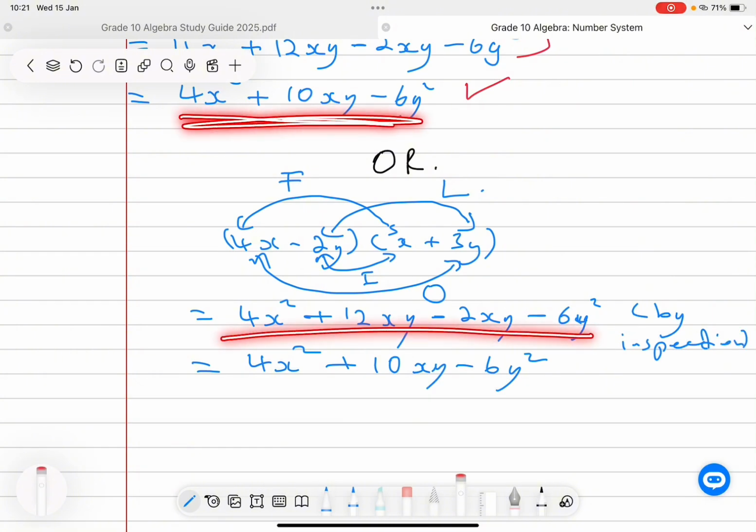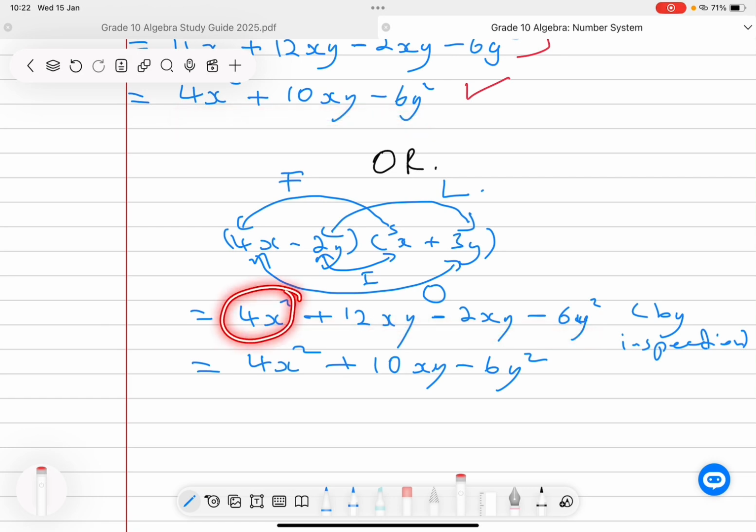After analyzing the final answer, we can see that the pattern is such that we multiply the first term and the first term. Then we multiply the outer term and the outer term. Then we multiply the inner terms and multiply the last terms. We should get the same expression as what we have found at the top.